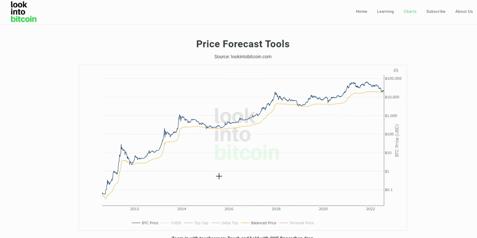Next, remove the delta top and we'll add the balanced price, which, similar to the CVDD, is trying to predict where markets may bottom. So the balanced cap is taking into account two values, and that is the transferred price. And the transferred price, again, is a somewhat complex metric. What it is doing is taking the sum of the coin days destroyed. We discussed this previously. It is the amount of days in which a Bitcoin hasn't moved before it is moved on the network. So what we can do is collate all of these coin days destroyed values and divide that value by the circulating supply of Bitcoin at that time.